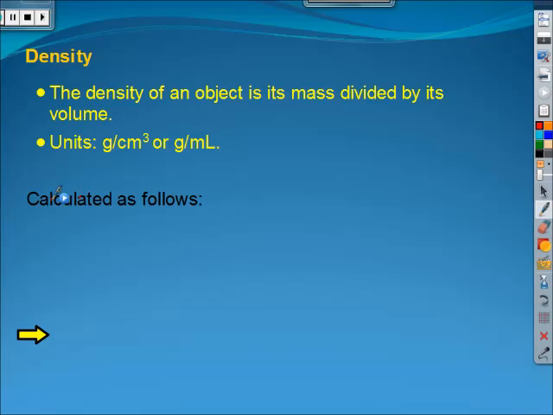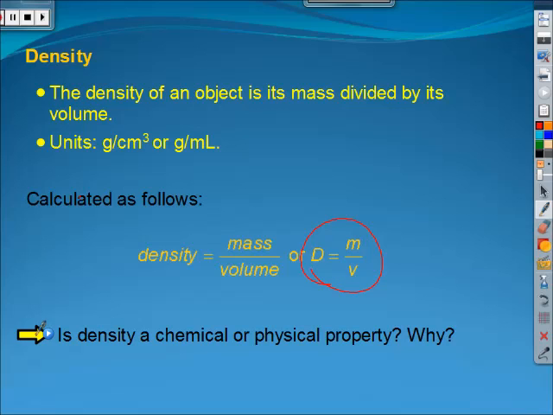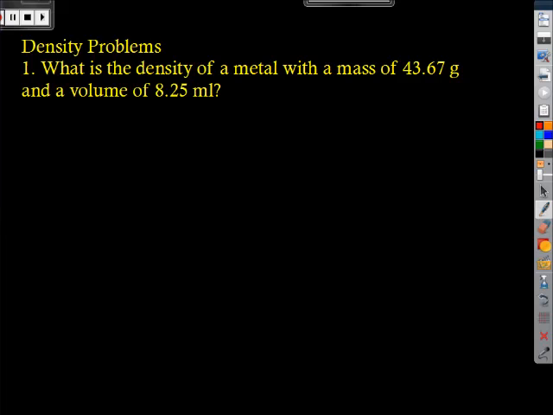We calculate it as density is mass over volume, or D equals M over V. Make sure you have that written down. You will need to know it. And question for you, is density a chemical or physical property? And why do you think that? We're going to talk more about that one in class and see if you can figure out density.